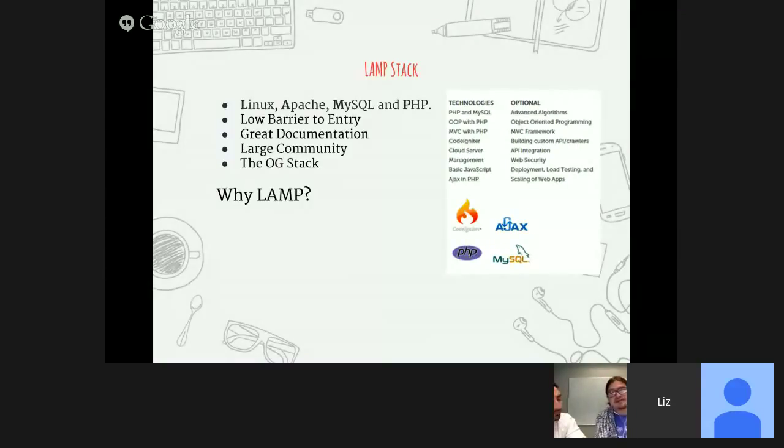But interpreted languages go through an interpreter, and the interpreter is going to read each line as it's executing them along the way. And so one of the trade-offs with that is that an interpreted language isn't as fast as a compiled language, and PHP is an interpreted language.